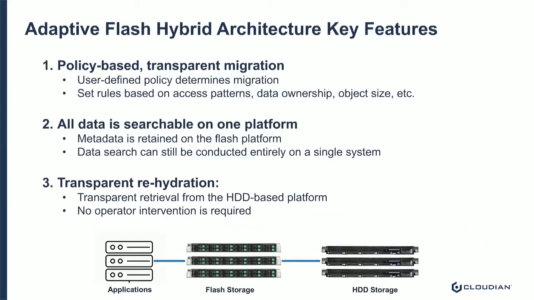And if you're talking about adaptive flash technology, some of the key features are, like I said, you need to be able to transparently migrate data via policies from hot to cold, cold to hot, right? These are user-defined policies where you set up rules based on ownership and size of the object at the time, and then be able to move that data around.